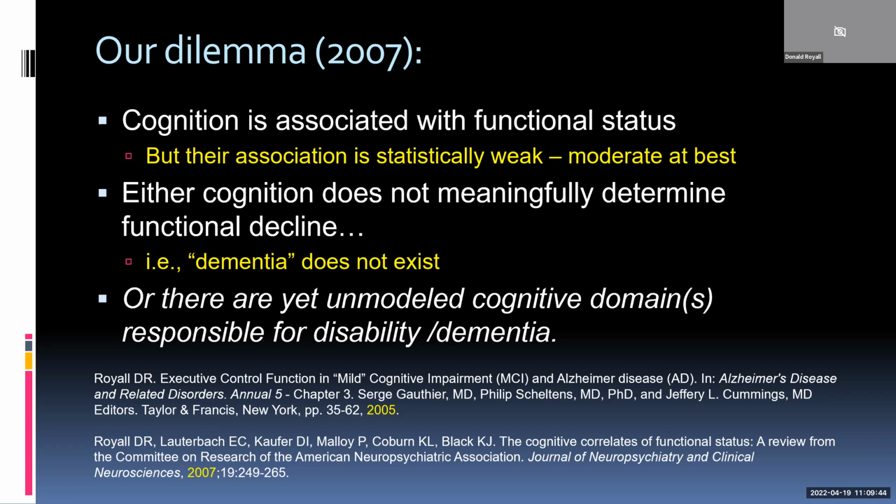Either cognition does not meaningfully determine functional decline, in which case you'd have to give up the whole idea of dementia, or there are as yet unmodeled cognitive domains that are responsible for the unexplained disability and most of dementia itself. And that's the path I chose to go down because I could remember from my own career when executive function didn't exist. When I started playing around with that, none of my attendings had ever heard of executive function. There were very few groups in the world that had published anything on that.